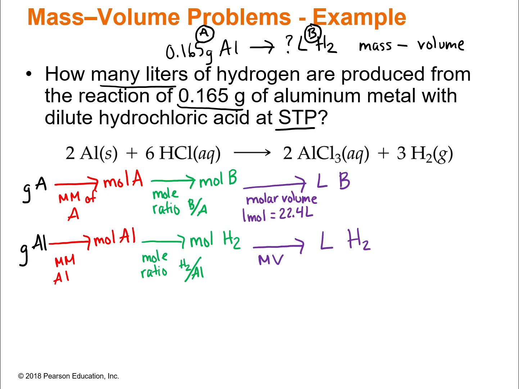Next, we're going to put in our numbers with this. We're starting with 0.165 grams of aluminum. You can use the periodic table to figure out what the molar mass is. Then we fill in our mole ratio.